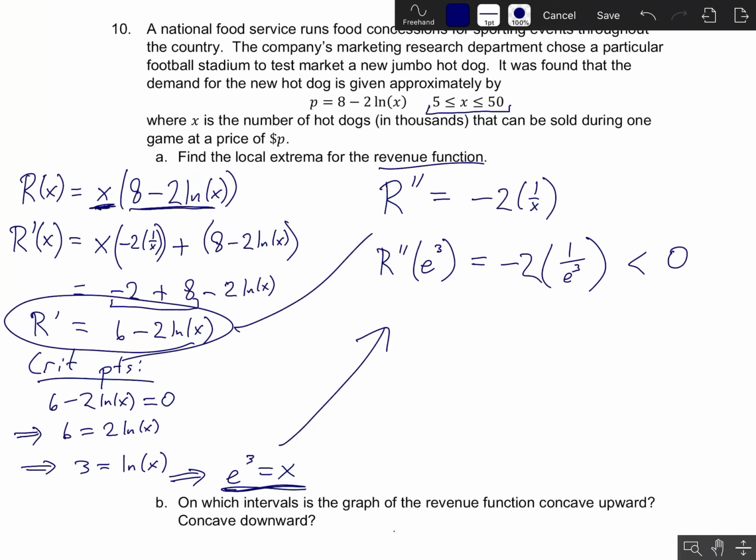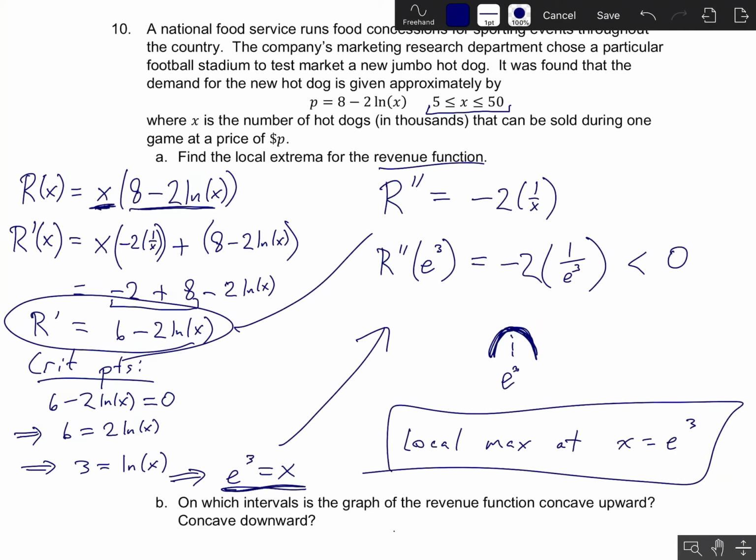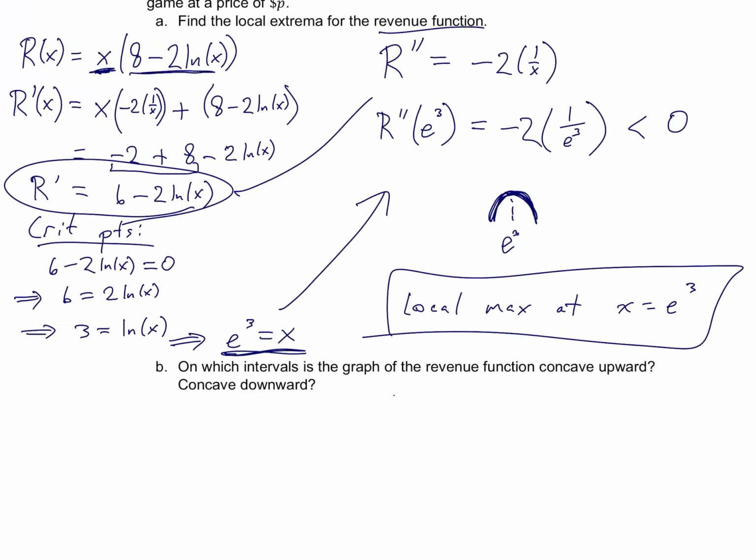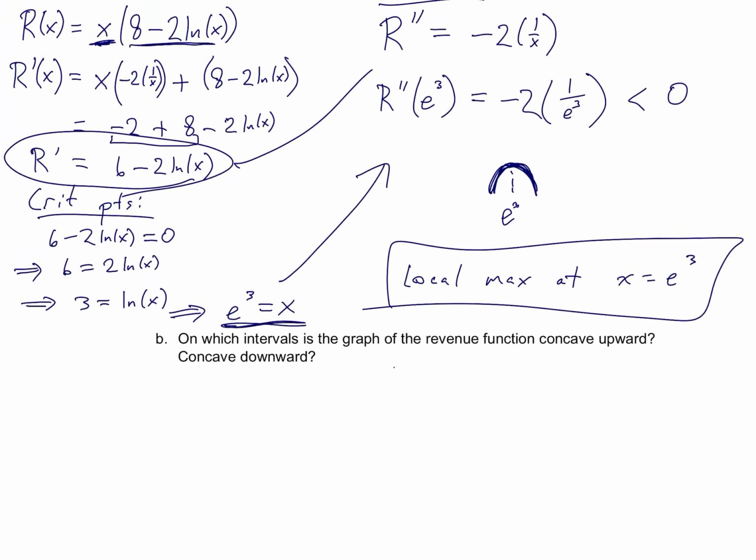So that means we're looking at a place where we have a negative concavity, or a downward concavity. So this critical point, e cubed, will be at a place for r where there's a negative concavity, and that means we're looking at a critical point with negative concavity like this. And therefore, e cubed is going to represent a local max. So I'll just write that as local max at x equals e cubed. Okay, so now we found the local extrema that we were looking for.